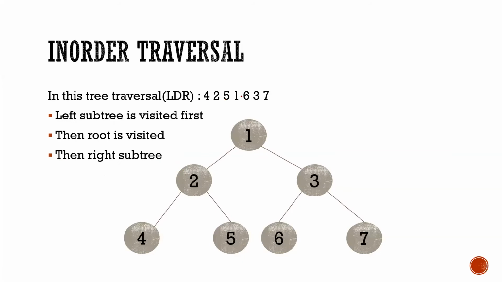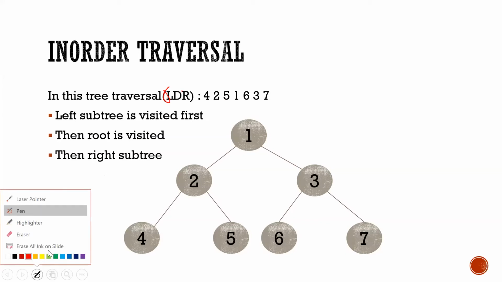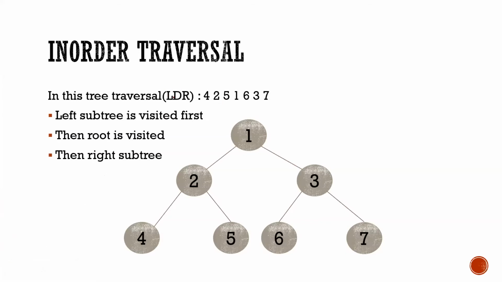First, in order traversal. In order traversal, first left, then data, and then right. I'm going to tell you right now what this is. First, left subtree is visited. That is this part.